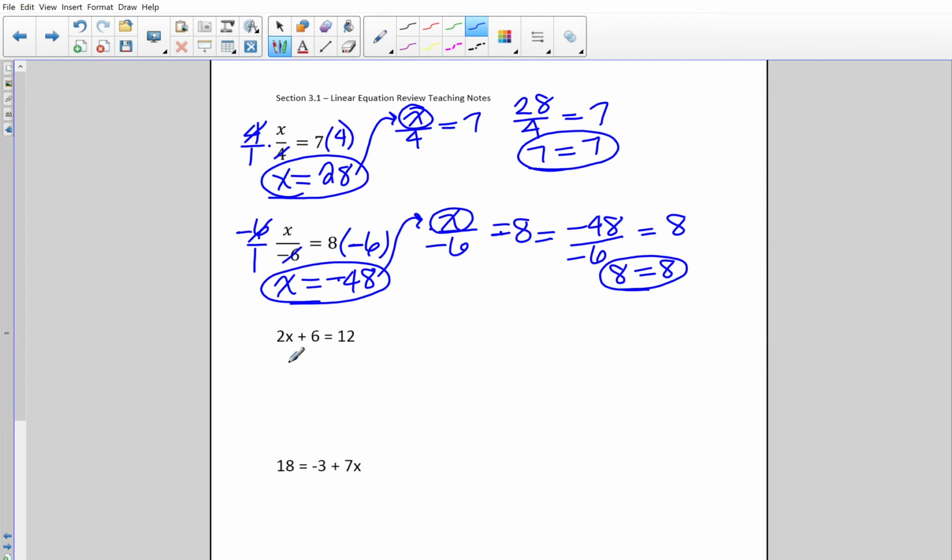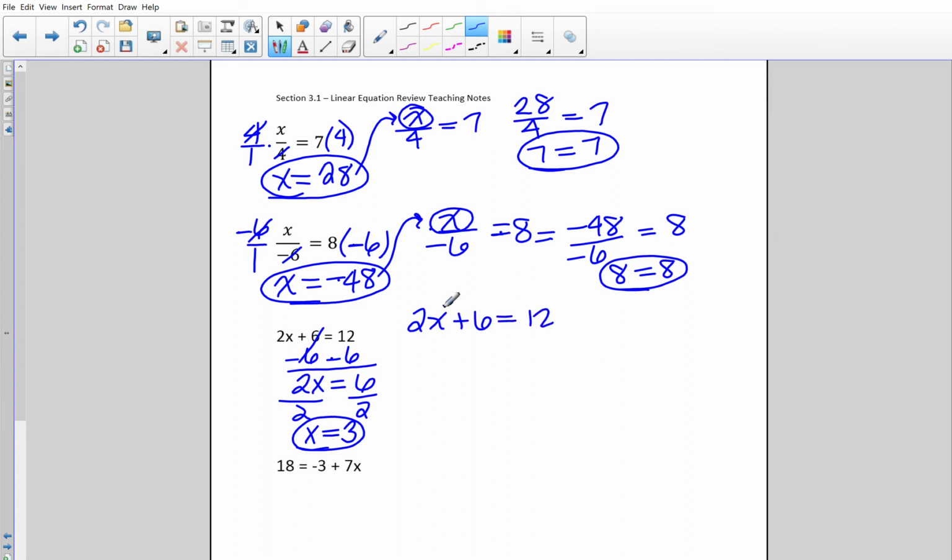So since it's a positive, I'm going to make it into a negative 6 on both sides. This cancels. I have my 2x. I have 12 minus 6, which is 6. And now my next step, it's 2 times x, so the opposite is to divide by 2. So x would be equal to 3. Okay, that's my solution. So my check, again, I start with the original equation.